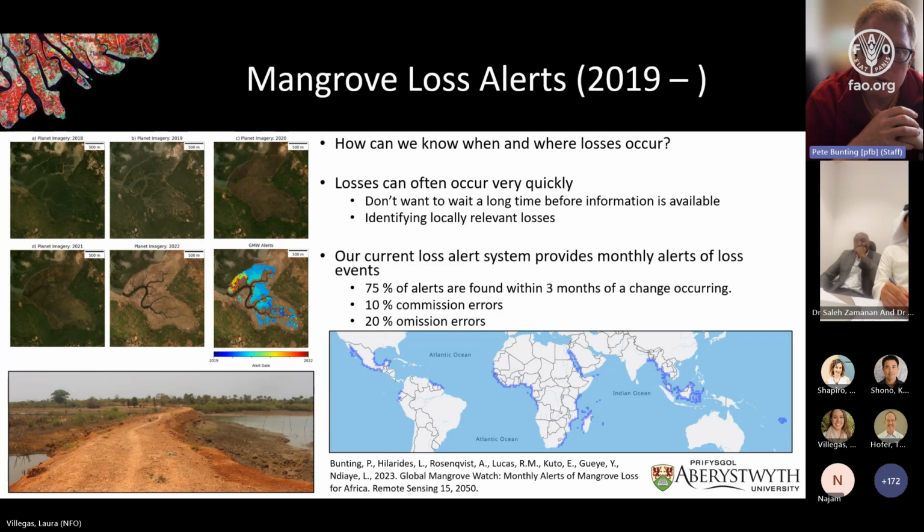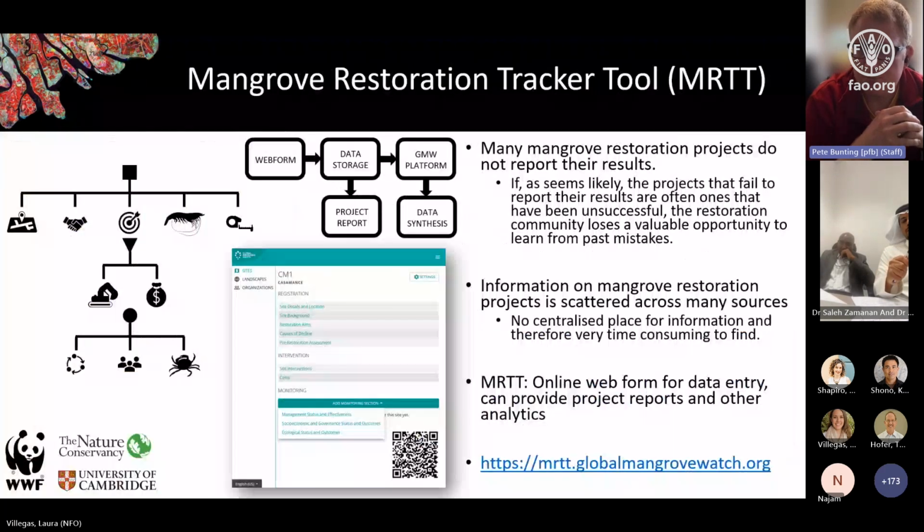You can see on the left-hand side there, this is a case study from an area in Guinea-Bissau, where a new dam was built for rice cultivation. You can see through the Planet time series from 2018 up until 2022 how those mangroves died back through the hydrological disturbance. The lower image is the picture of the earth dam. And then you can also see the alerts that were picked up, some very near the beginning, and then as the dieback progressed, more alerts were identified. So we go to the next slide.